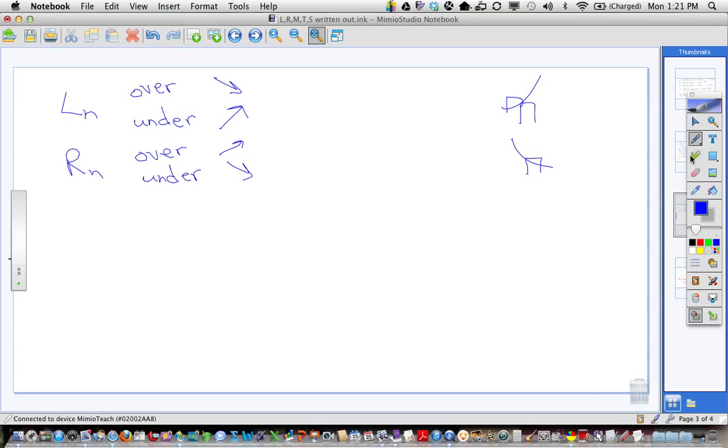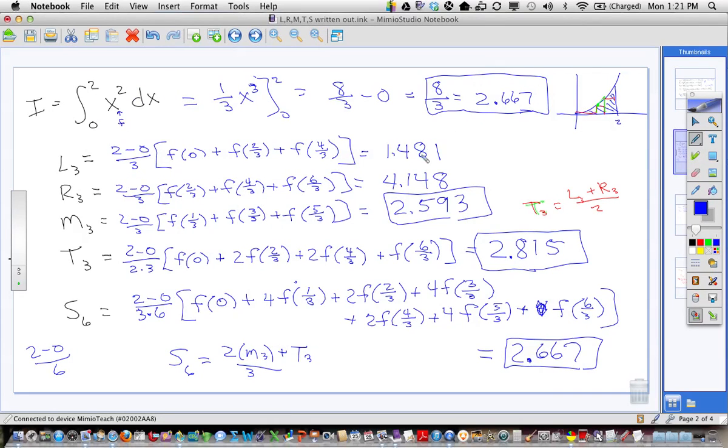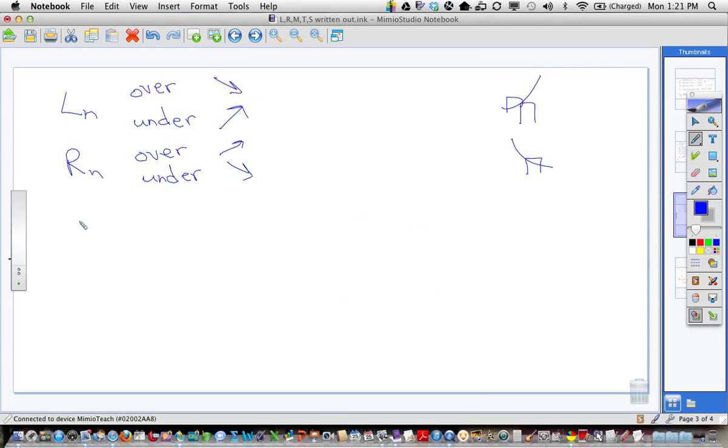Now, they were over and under by quite a bit. The left, 3 lefts was way under, and 3 rights was way over. But we only did 3 of them, so we'd expect it to not be very good. Now let's talk about trapezoids. That was the one we were talking about earlier.